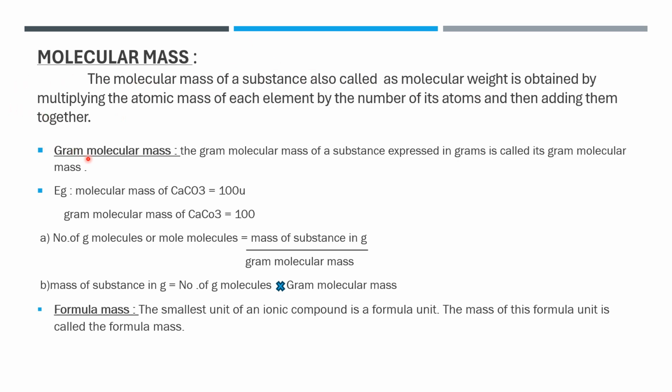So the gram molecular mass. The gram molecular mass of a substance is expressed in grams. Its name itself says it is expressed in grams, and it is called its gram molecular mass.